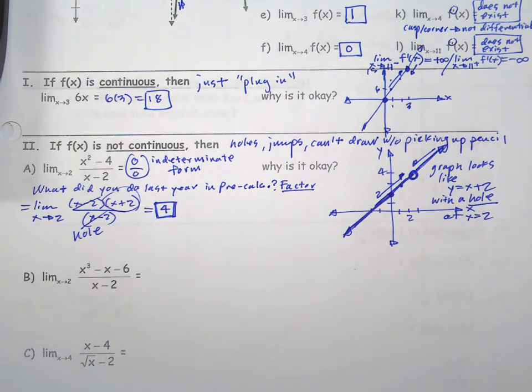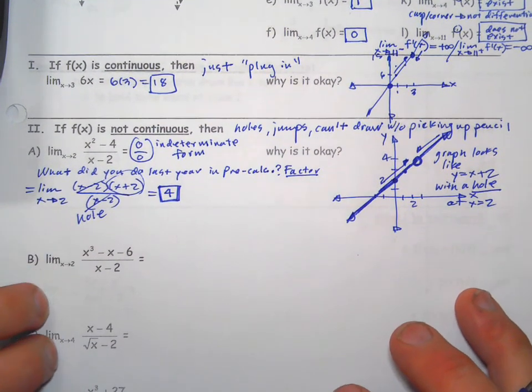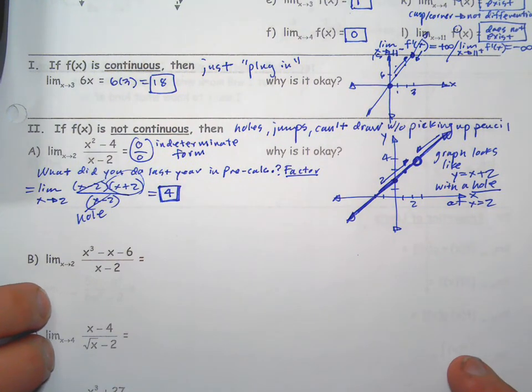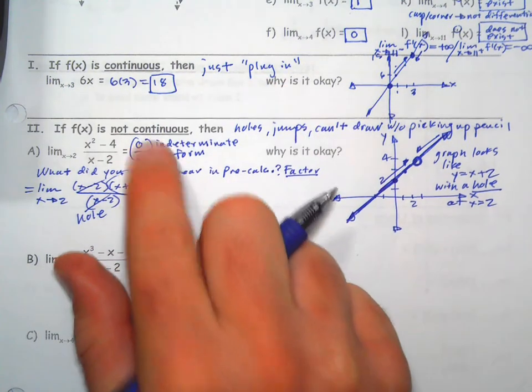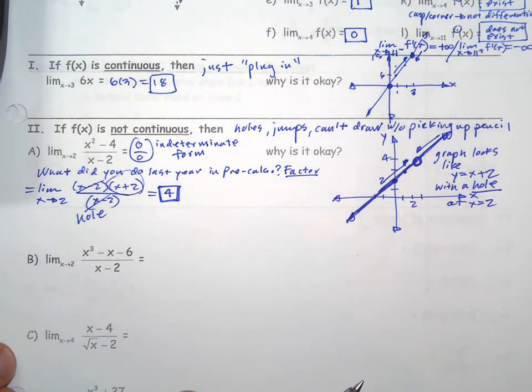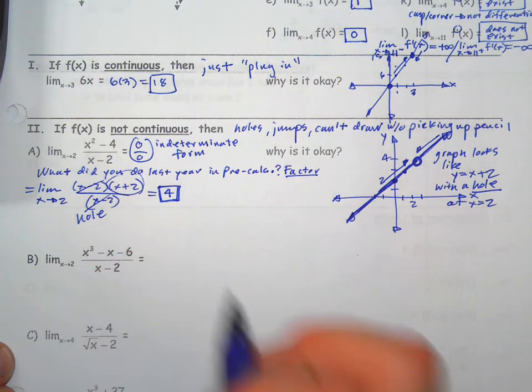Okay, I will show you guys some new techniques later on, not today, that would also give you the same result. That's called indeterminate form. One possibility, if it's 0 over 0, is you might be able to factor the hole out. Sometimes there's a hole and you can't factor it out.